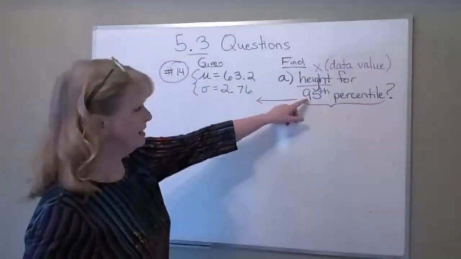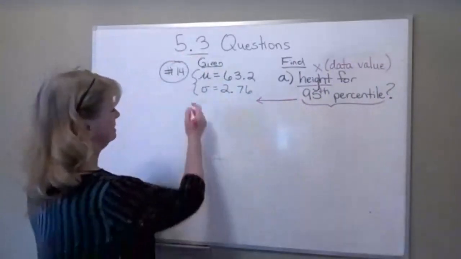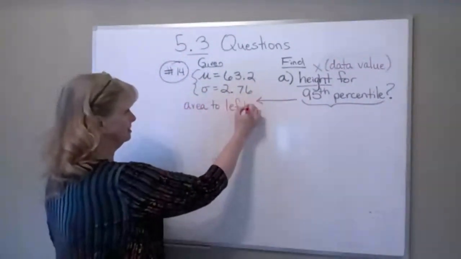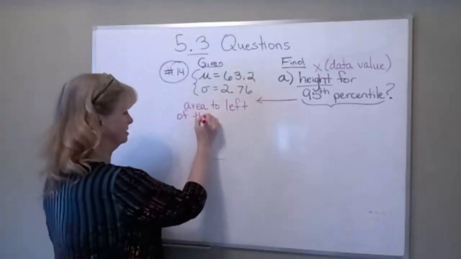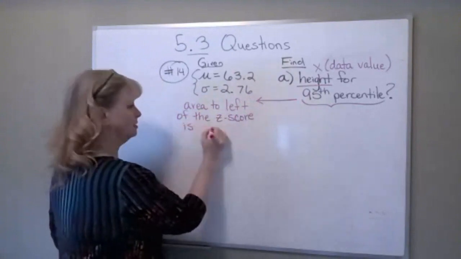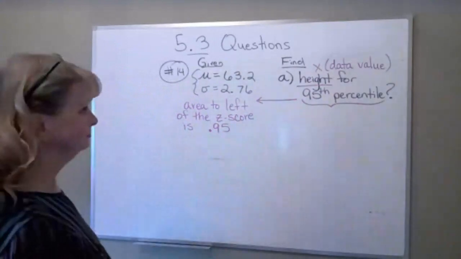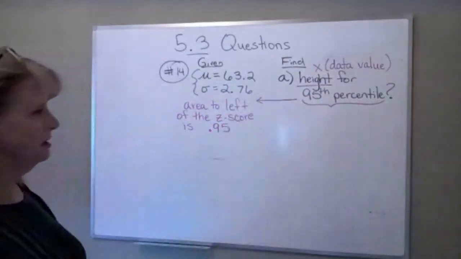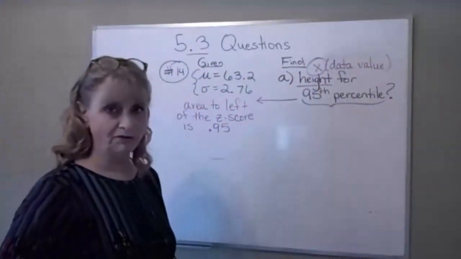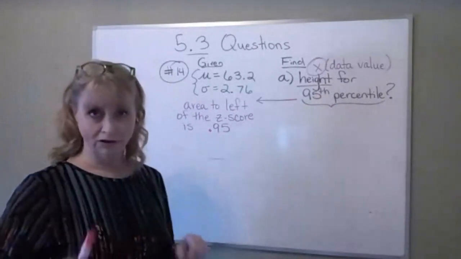So I'm going to say that question, let's push over here because that gives you information. So that means the area to the left of the z-score is 0.95. So that gave us information. And what we're really looking for is a data value. Now, there's a formula on your formula sheet for finding the data value. But we're going to start by finding the z-score. We know how to do that.